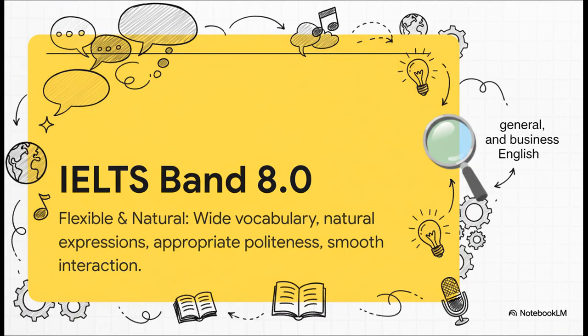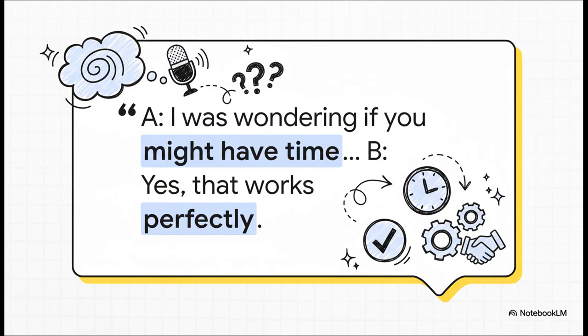And now let's look at a really high level of skill, band 8.0. At this point, the language isn't just effective, it's flexible, it's natural. The speaker has a wide vocabulary, uses polite expressions without even thinking about it, and the whole conversation is just smooth. This is what polished professional communication sounds like.